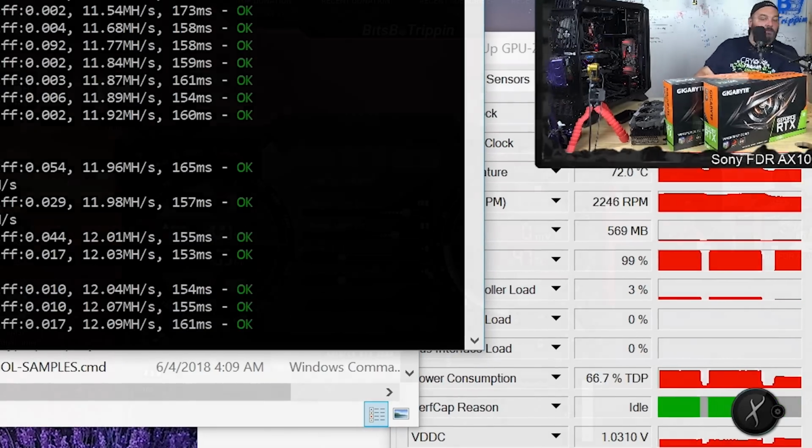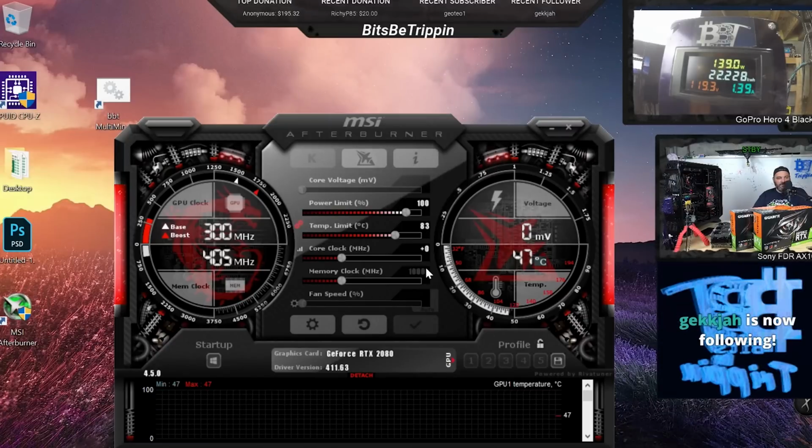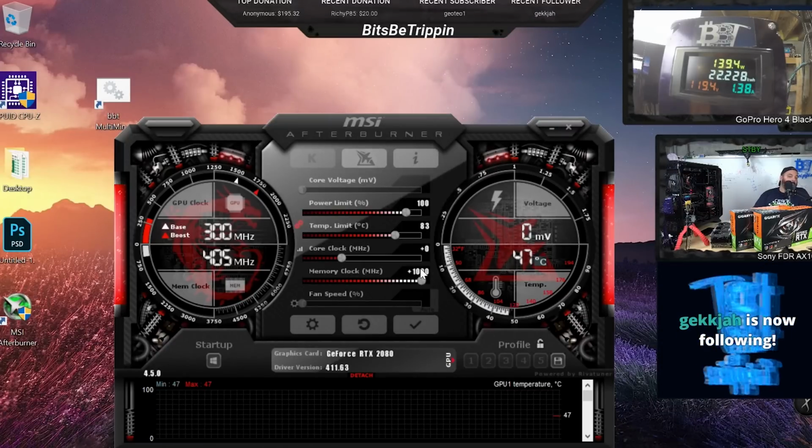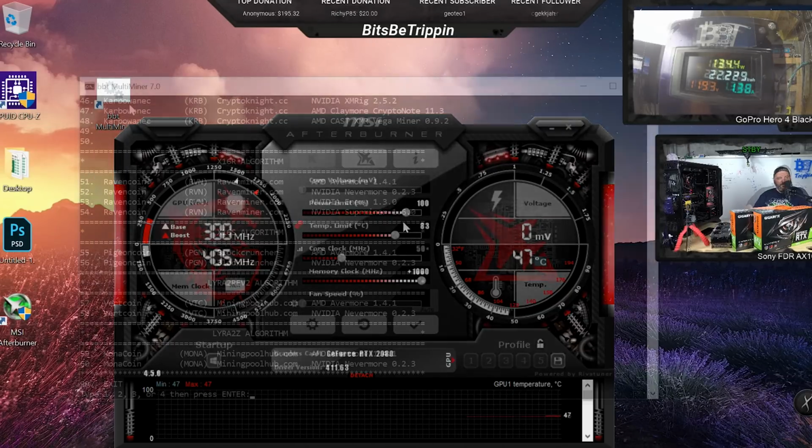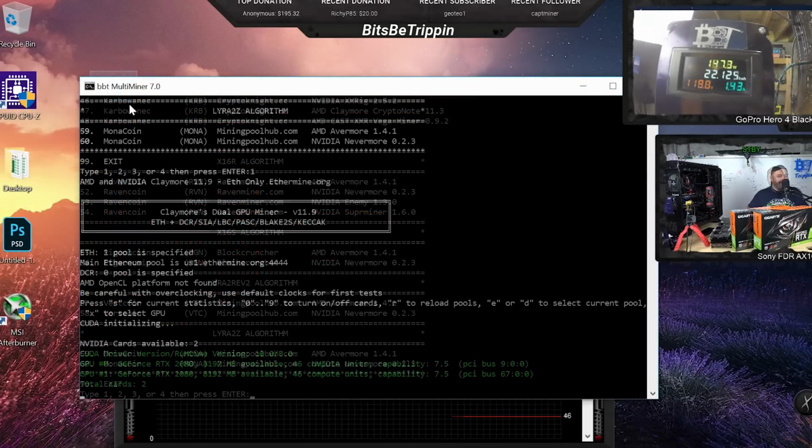So after seeing these numbers, we decided to go ahead and look at some overclocks. This is where the card really starts to shine. The memory clock got pushed all the way up to 1000, which is as far as Afterburner would let it go, and a slight bump to the core of 50 megahertz.